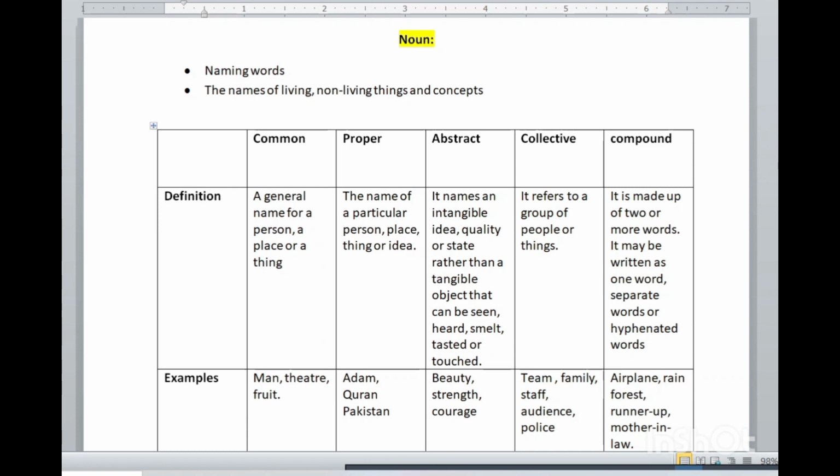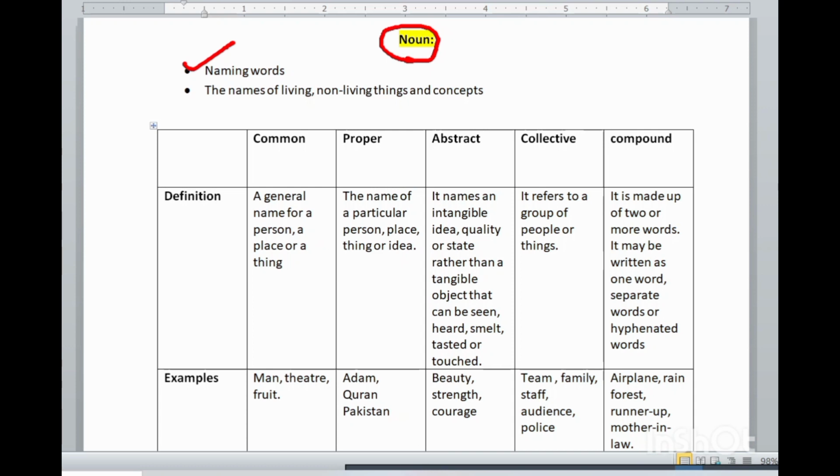Dear students, first of all, we'll try to know what noun actually is. There are many definitions. Simply, the concept is that noun is actually a name. Noun is name. It gives names to different things. For example, anything in the world is called a noun. That's why it is called a naming word.